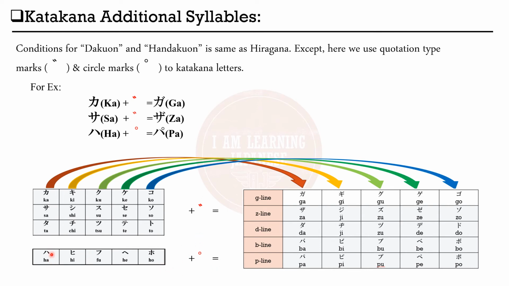If the quotation type markings are given to the ha sounding syllables, they will be pronounced as high pitch: ba, bi, bu, be. In the same way, if there is a circle instead of the quotation type markings, then it has to be pronounced as pa, pi, pu, pe. You can see the difference. Both are developed from ha sounding syllables, but when it is written with the quotation type markings, it has to be pronounced in a high pitch tone, and when it is given with a circle type of marking, then it has to be pronounced in low pitch sounding. That is the difference.